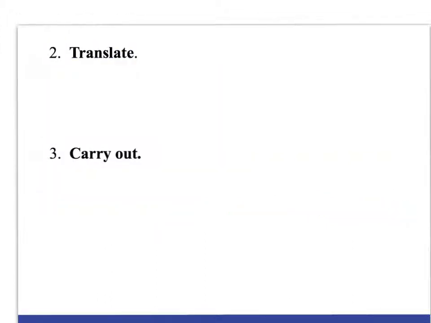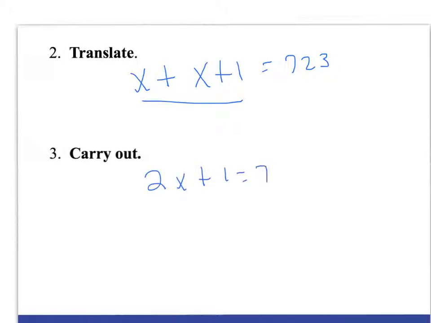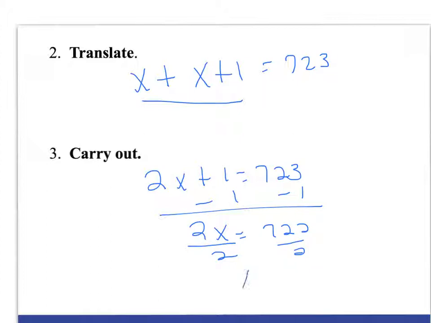So if we translate, we have x, because it says it's consecutive, plus the next number, which is x plus 1, equals 723. So we're going to carry this out. We got to gather like terms. So I have 2x plus 1 equals 723. I'm going to subtract 1 from both sides. So now I have 2x equals 722. I'm going to divide by 2, and x equals 361.